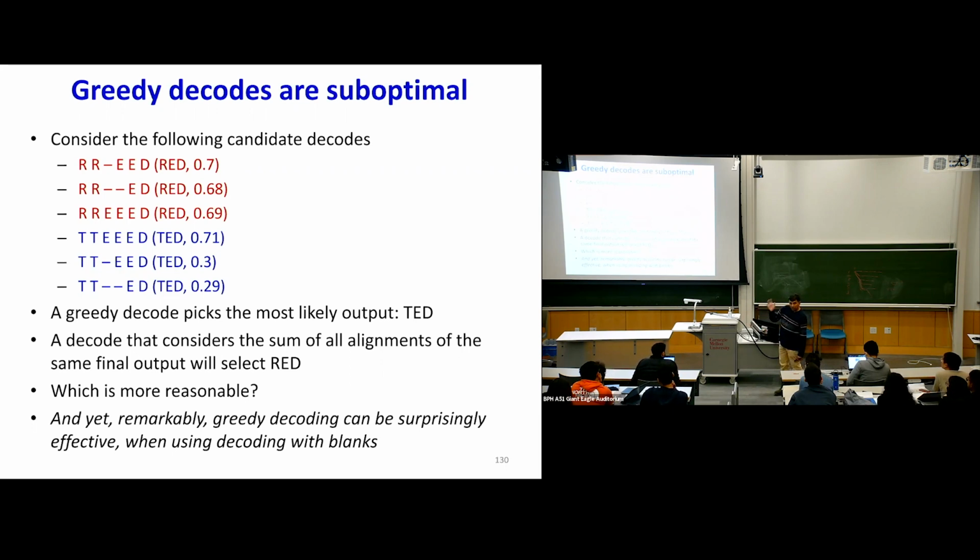Which is more intuitively correct? Red is more correct, right? But here's a remarkable thing. Because of this, these models are so good that if you just performed a greedy decode, you're not going to see such dramatic changes. Most times a greedy decode will just give you the correct output.